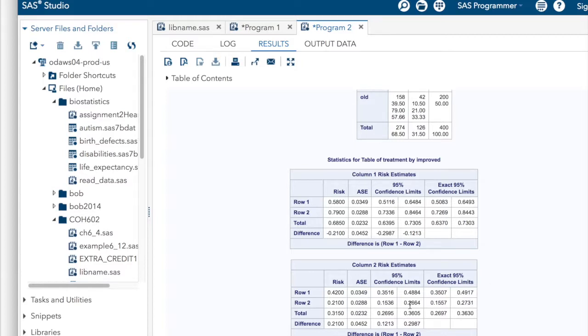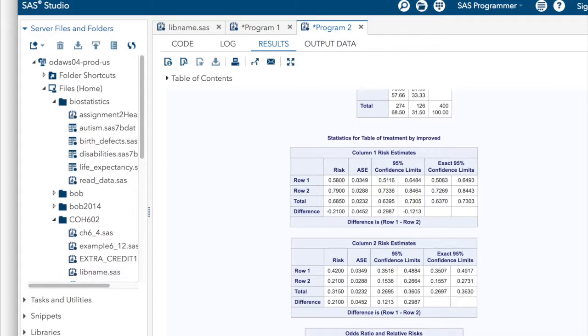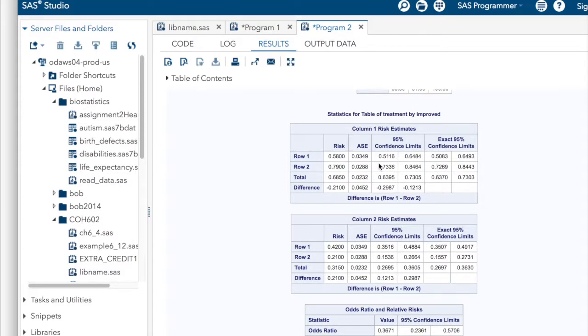it's going to give us the exact same values, but instead of looking at the risk for not being improved, we look at the risk, if you want to call that, for improvement. And here it's just the other way around. It's 0.21 is the difference, and our confidence limit is from 0.1213 to 0.2987. So there's where you get your confidence limits for the difference in proportions.